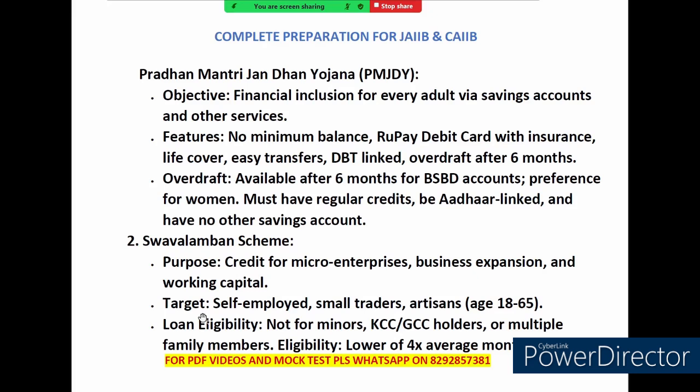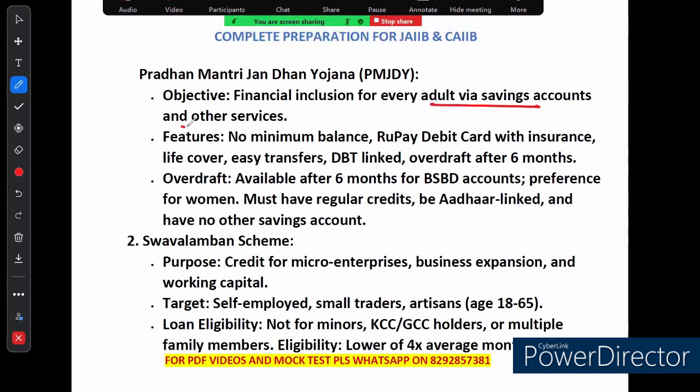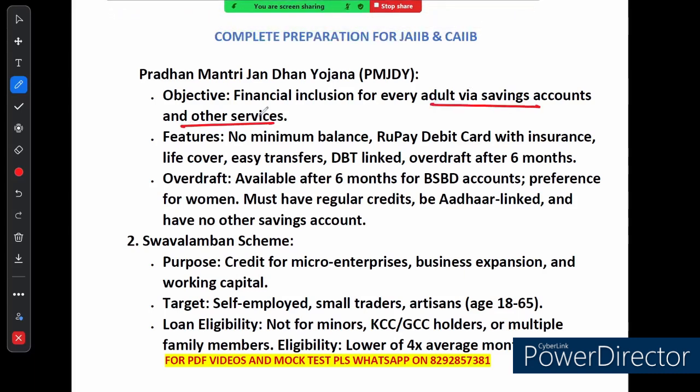Now let's talk about the next topic, that is Pradhan Mantri Jan Dhan Yojana, and the Swavlamban scheme. The PMJDY scheme's main goal is to ensure that every adult has access to basic financial services, and especially the savings account. What are the key features? The first is no minimum balance. You don't need to keep a minimum balance in your account. The RuPay debit card comes with insurance benefit, easy fund transfer and even life cover. Then there is something called overdraft facility. After 6 months of regular usage, you can get an overdraft, that is a loan facility, especially if you are a woman, as long as your account is Aadhaar linked and you don't have any other savings account.